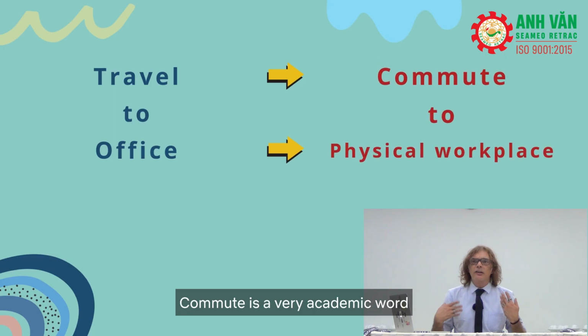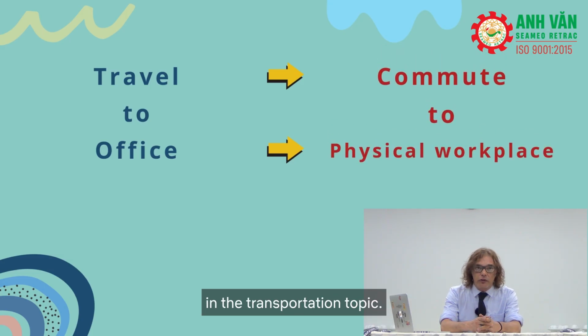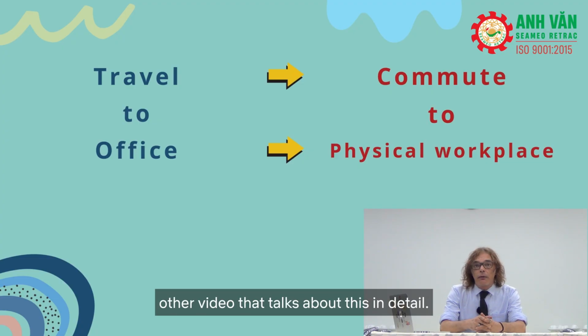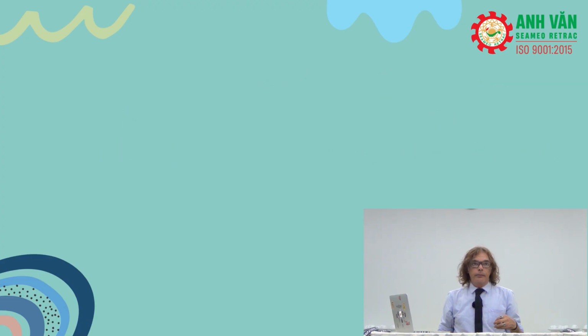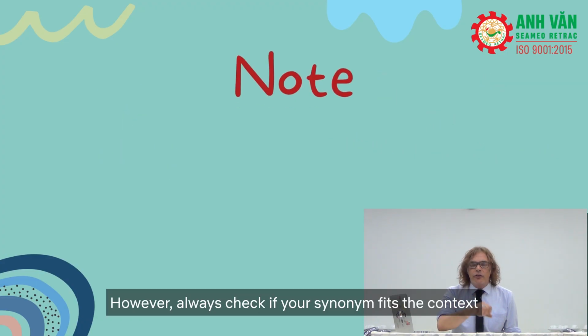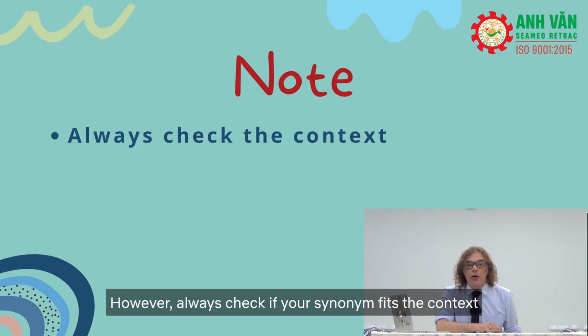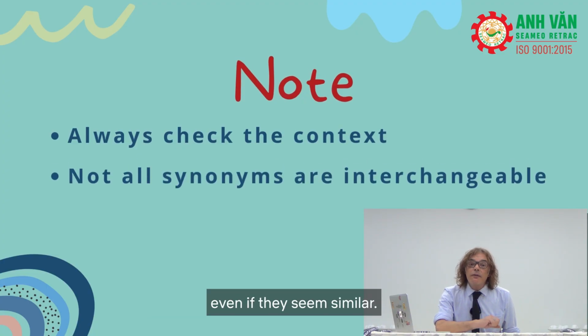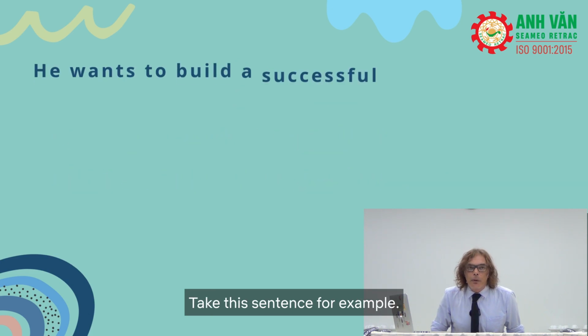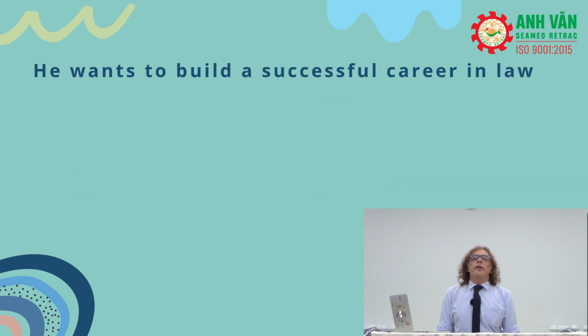Commute is a very academic word in the transportation topic, so you might want to check out our other video that talks about this in detail. And physical workplace is a very good visualization for office. However, always check if your synonym fits the context, because not all words are interchangeable, even if they seem similar. Take this sentence for example. He wants to build a successful career in law.